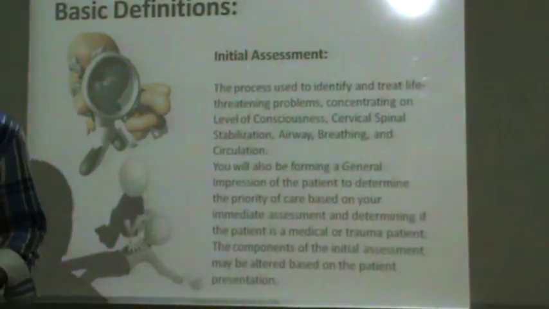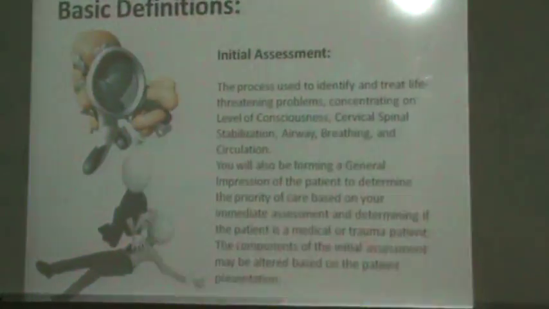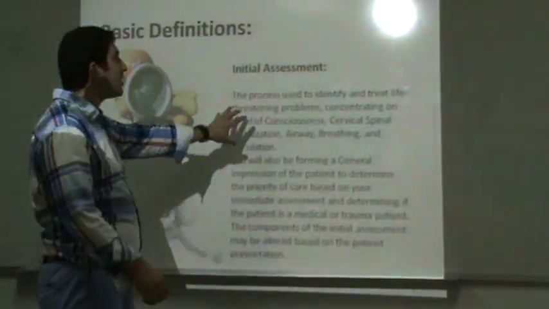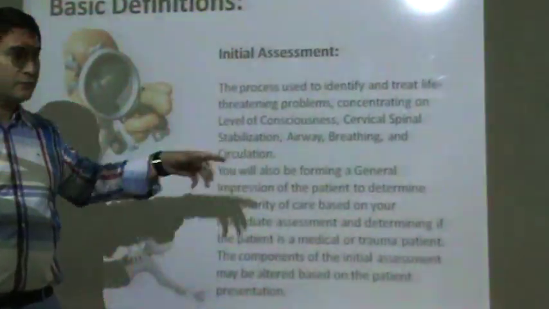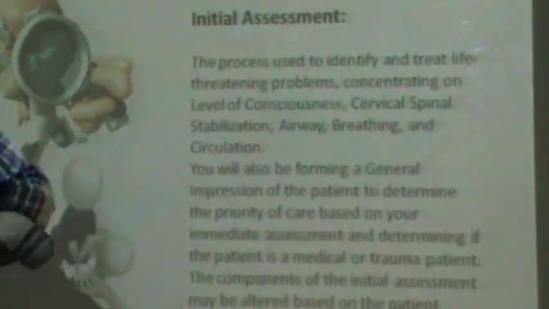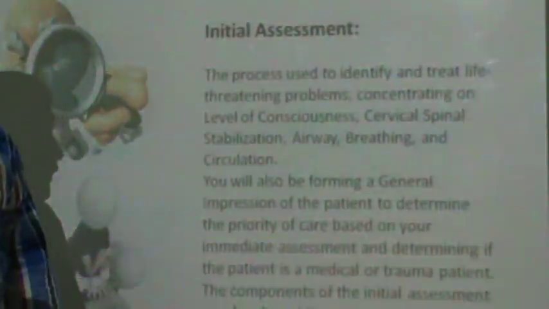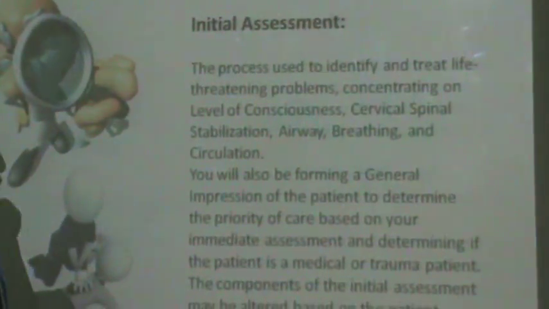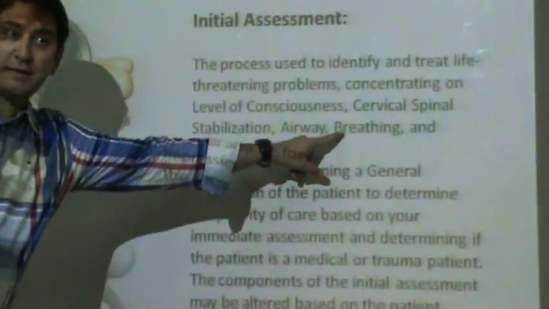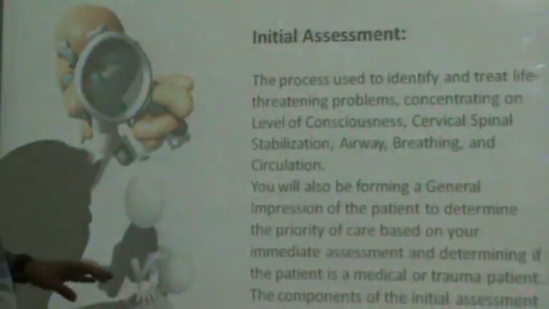Then we start our initial assessment. What do we mean by initial assessment? We want to see if this person has any life-threatening problems. Is this person conscious? Is he aware of what's going on around him? Is he stable? His spine and his cervical area, are they stable? Airways, are they open or plugged? Is there any mucus? Is there any blood? Any dirt, so he cannot breathe? So we assess the breathing, and we assess the overall circulation of the body.